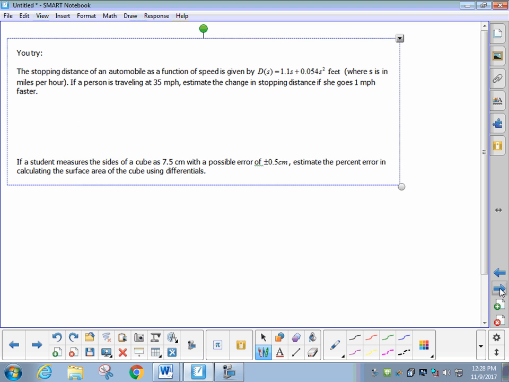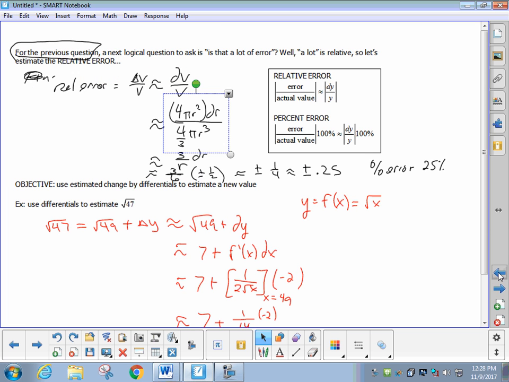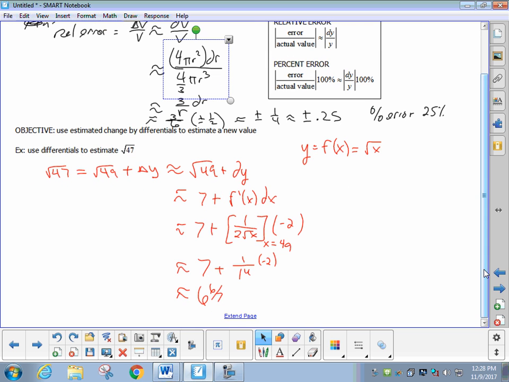Try those two on your own, please, or with your math amigos. Can we go back first? I can go back for a second. Mr. Rickman, where does the negative 2 come in? It's the same thing. Yes.